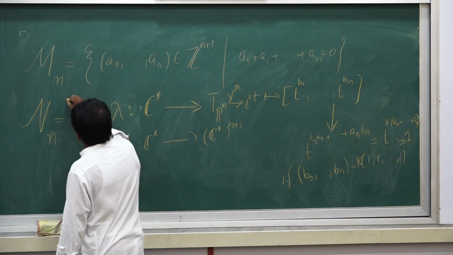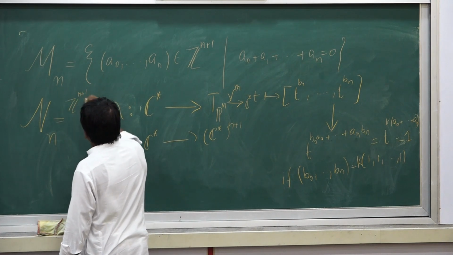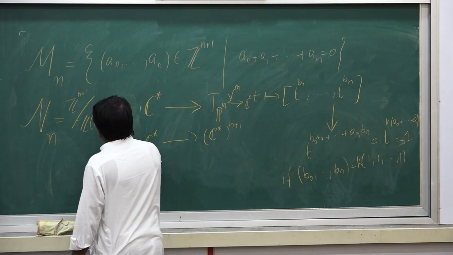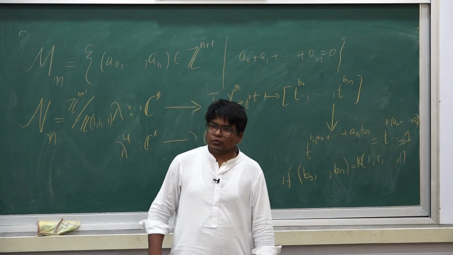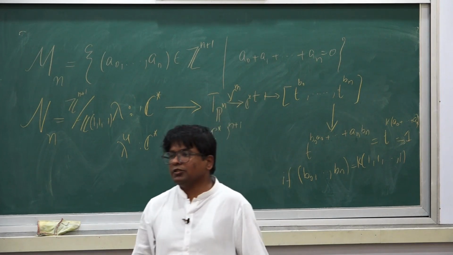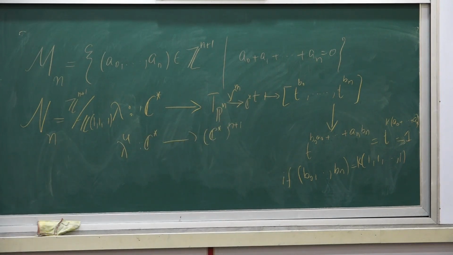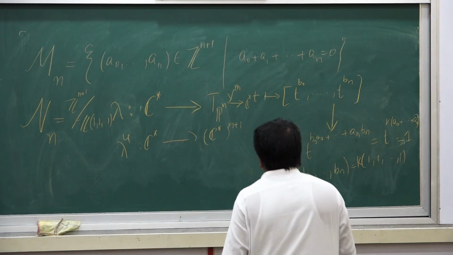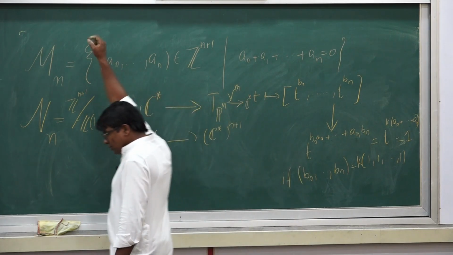So that would mean what I need to do is take this Z n plus 1 and quotient it with 1. So there are two relations: there is a relation on the character lattice which says that a naught plus a n should be 0, and there is a relation on the other lattice. So that should be satisfied.